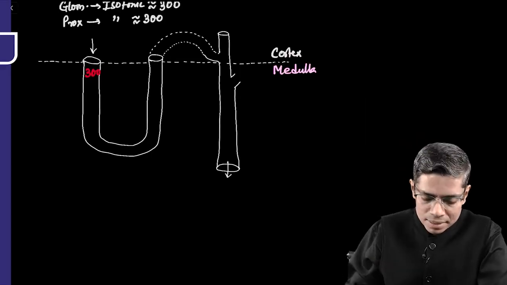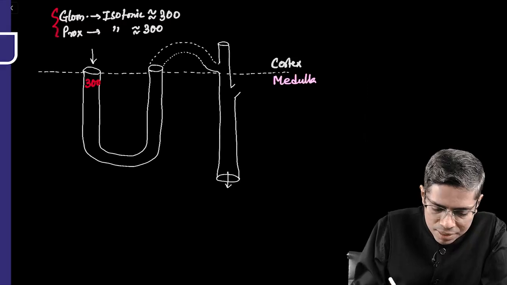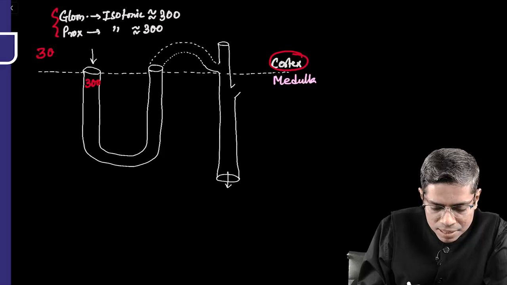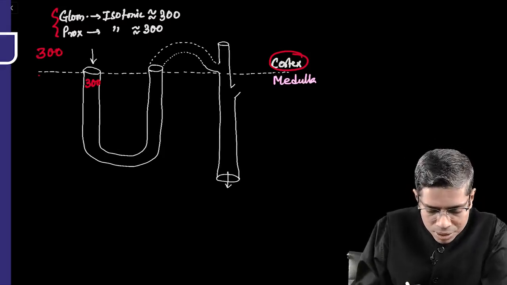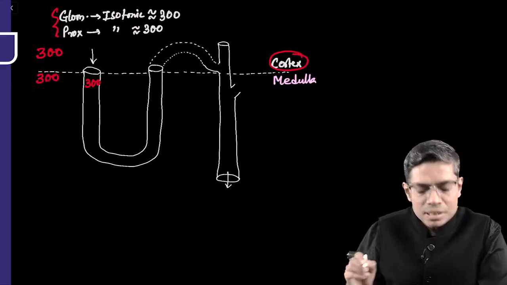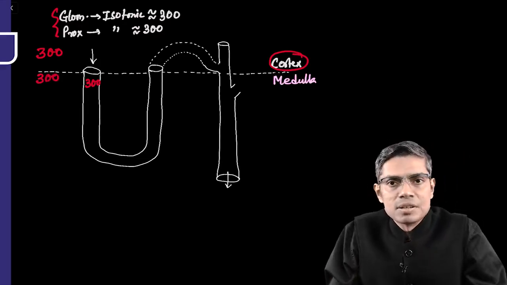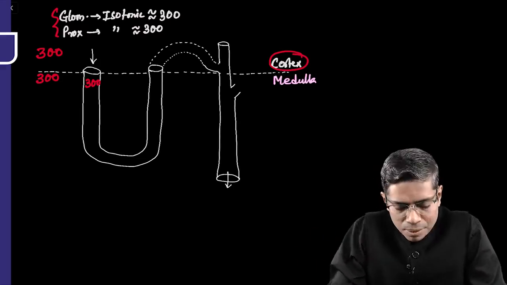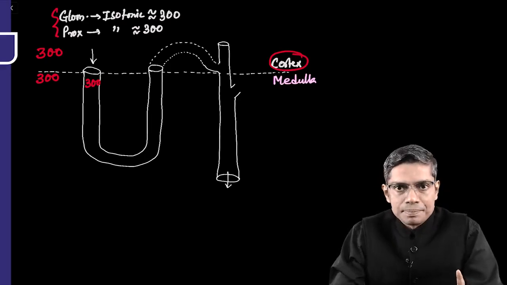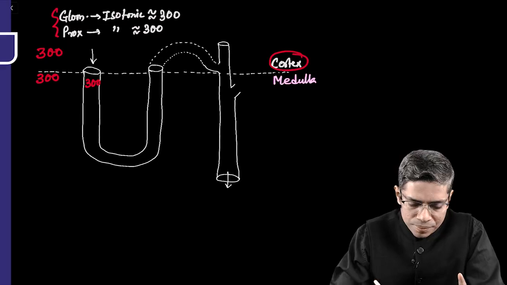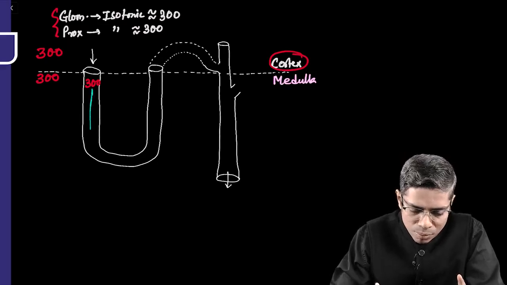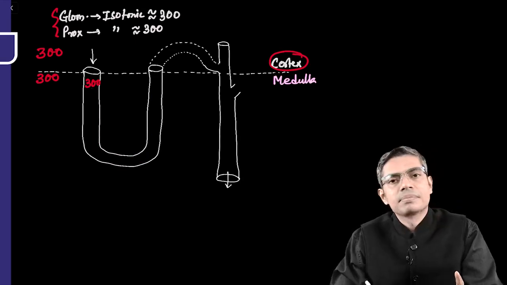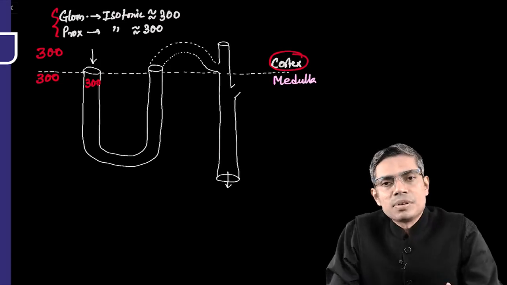But the proximal tubule and glomerulus are located at the level of the cortex. So what will be the tonicity of the cortex here? This is also 300. So this corticomedullary junction will also have a tonicity of 300 milliosmol per liter. That's why this is isotonic, right? Now when this urine is passing through the descending thin limb of the loop of Henle and reaching the level of the TAL, the first important thing is going to happen here.